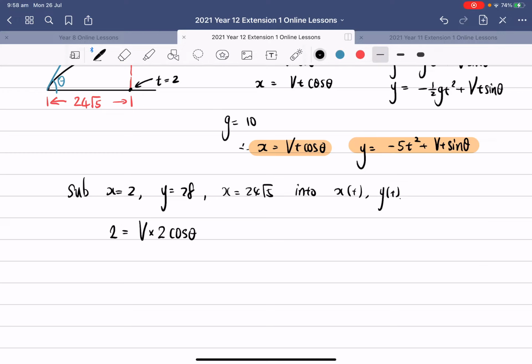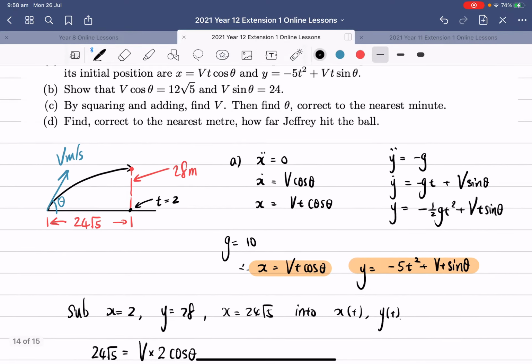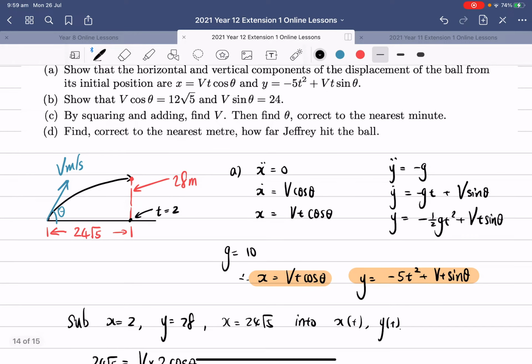Okay. Oh, that's not 2. X is not equal to 2. X is equal to 24 square root of 5. Okay, so that becomes 12 square root of 5 is equal to v cos theta here. What does the question ask us to prove? The question asks us to prove v cosine theta is equal to 12 square root of 5.